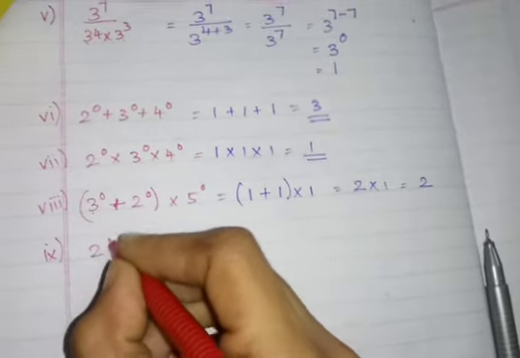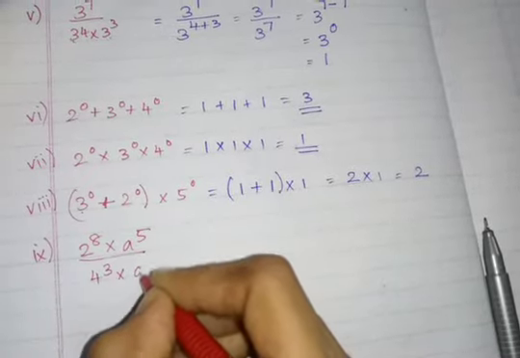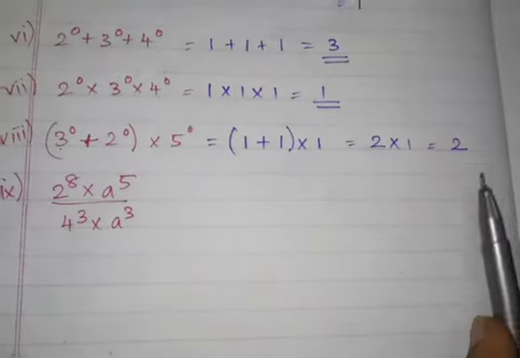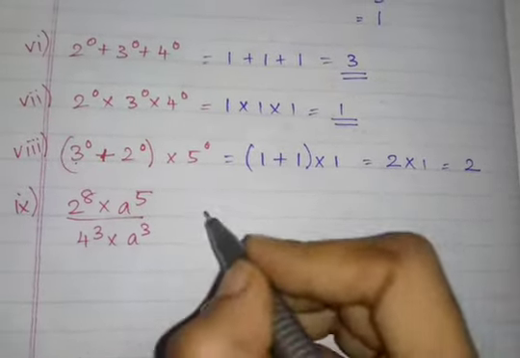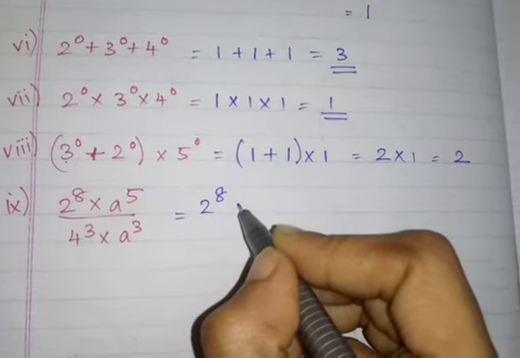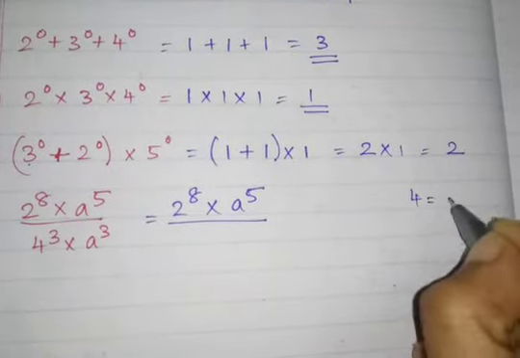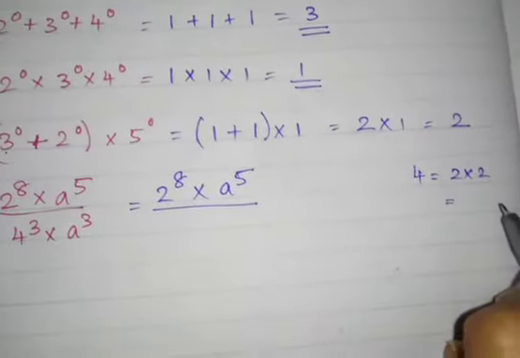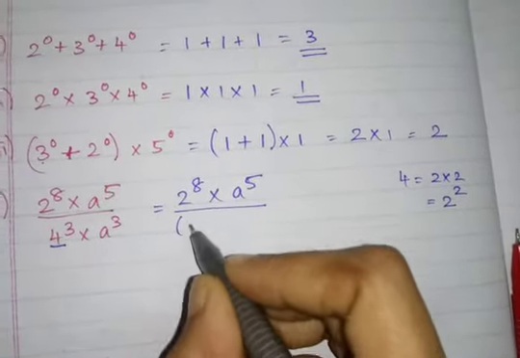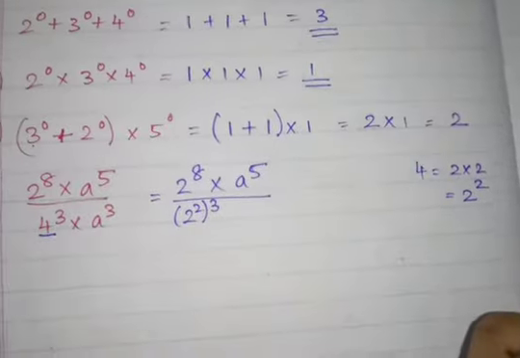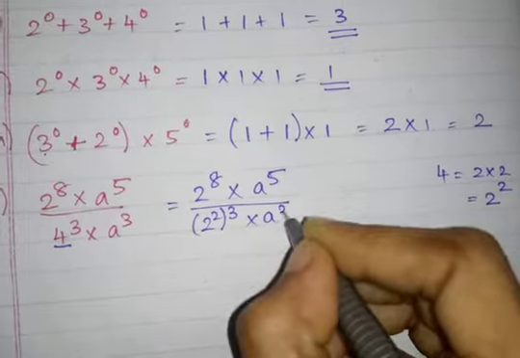Eighth problem. 2 power 8 into a power 5 divided by 4 cube into a cube. Now 2 power 8 is a prime number, into a power 5, divided by 4, which can be written as 2 into 2. So 4 can be written as 2 square. So instead of this 4, I can write 2 square the whole cube into a cube.